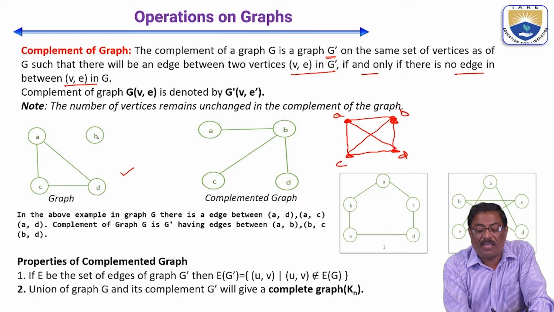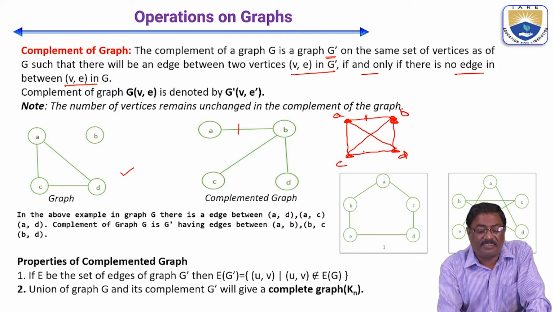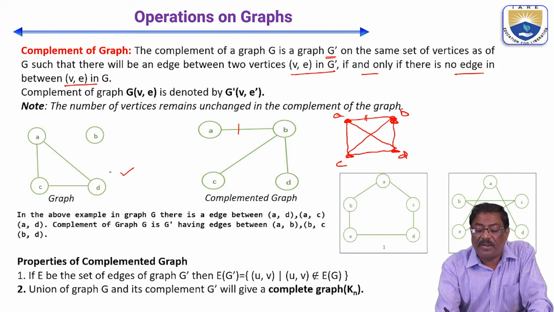So A comma B, edge is not there here and it is there in the universal set. So we have to consider A to B edge. And the next A to C, edge is there, so I am not going to consider it in its complement. And CD, edge is there, so I am not going to consider. AD's edge is there. I am not considering. Now BD edge is not there, so I have to consider BD edge. Then the another one is BC. BC edge will not be there, so I am considering BC edge.